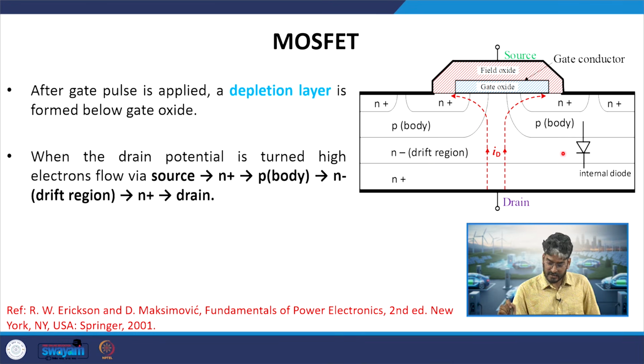Here, the demerit of the MOSFET is that it contains an internal body diode. The body diode will have higher losses, so we generally try to bypass this. We will not go into the details of how this is bypassed.